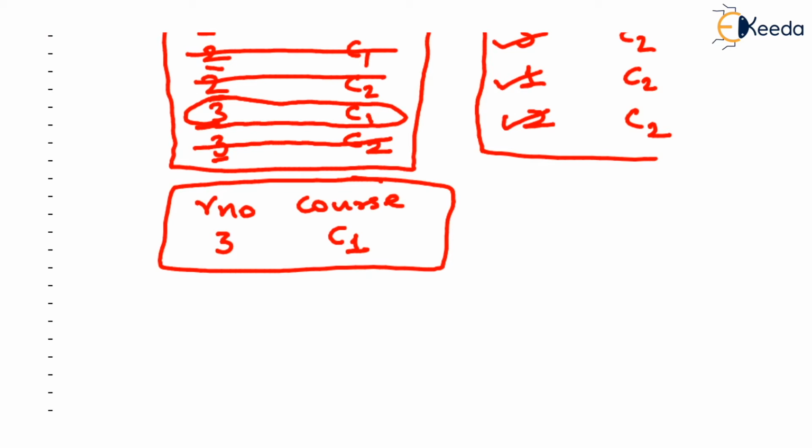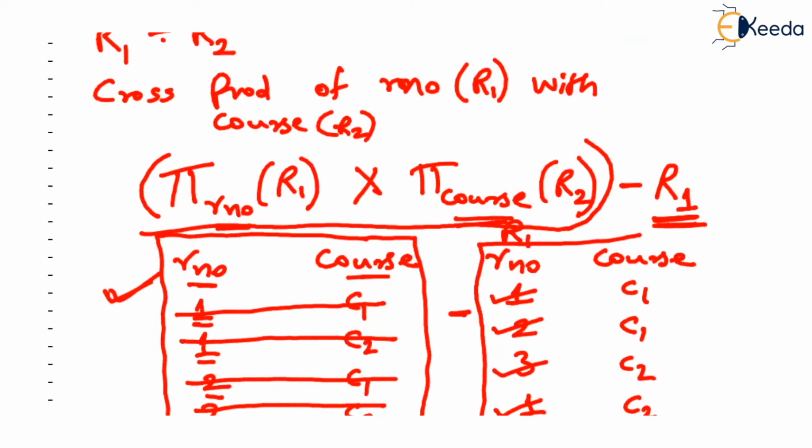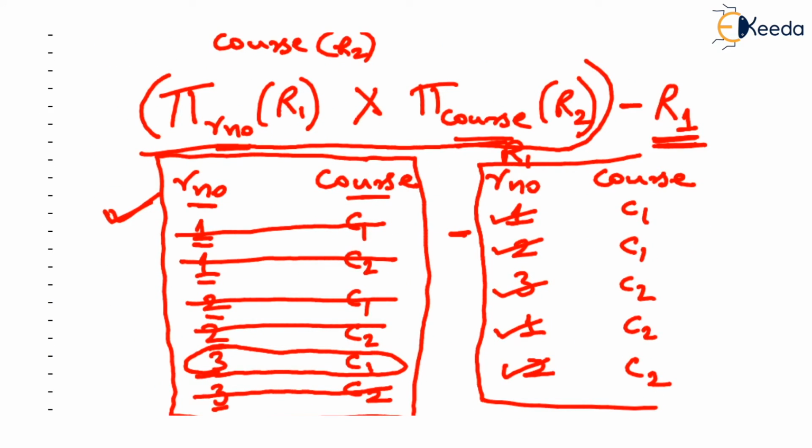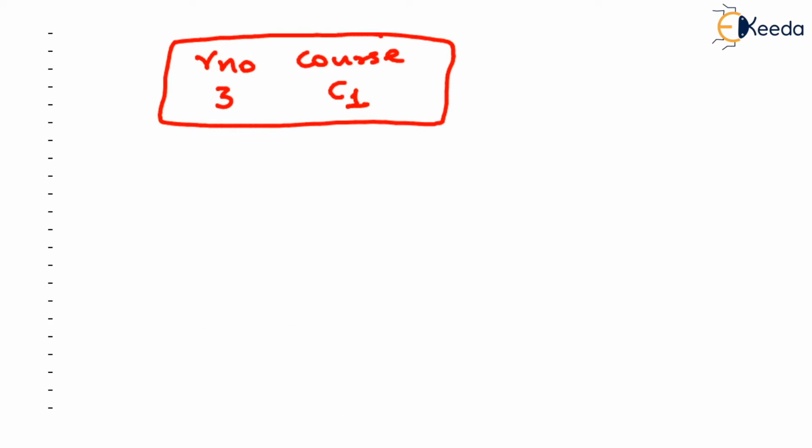Now, coming back to this extended operation, we still have to further go with this. I will put this entire thing again in the bracket. This much has been done and I hope you have understood. Now from this result, I am going to project only roll number. So this was our result which had roll number and course. Now we are projecting only roll number from this result. So now we have roll number is 3.